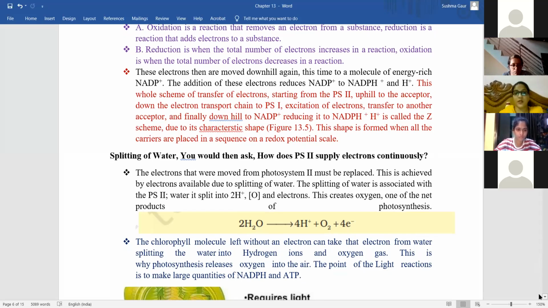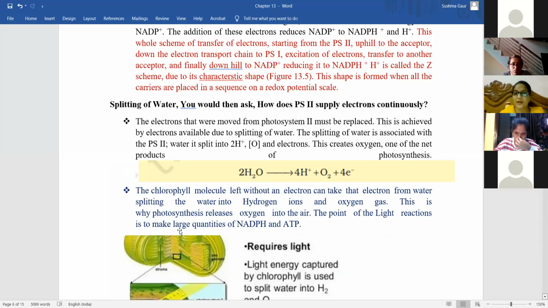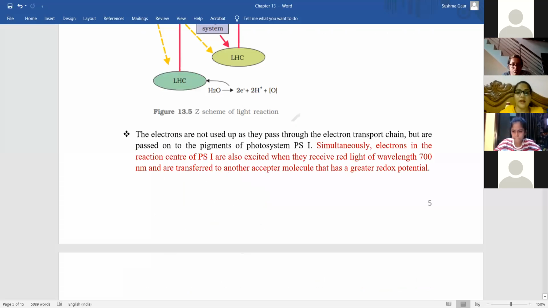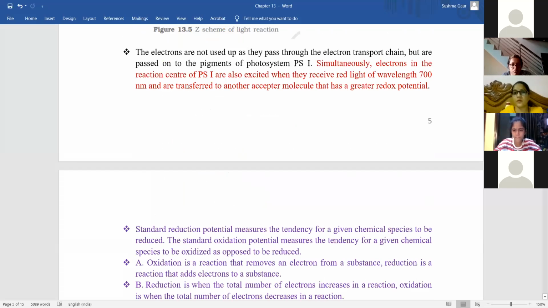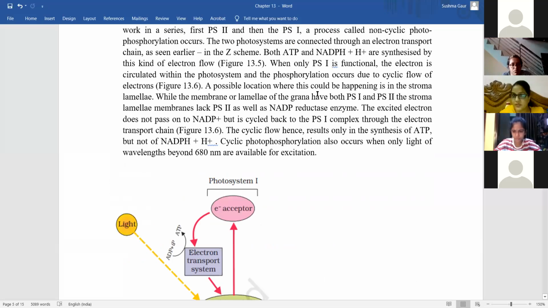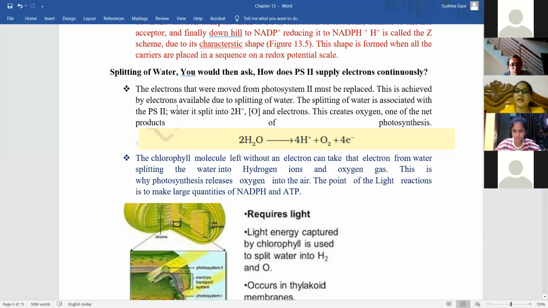Okay, now, अब जो इम्पोर्टेंट चीज पढ़ने की है, यहाँ के सारे इलेक्ट्रॉन्स यहाँ पे आ गए, तो यहाँ से जो लॉस हुआ इलेक्ट्रॉन्स का, how that loss will be covered. So what will happen? The electrons that were moved from photosystem 2 must be replaced. This can be achieved by electrons available due to the splitting of water.